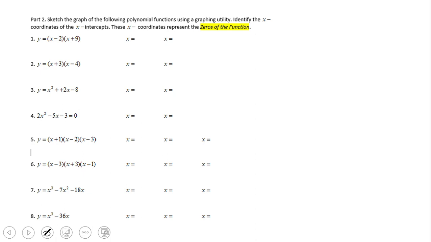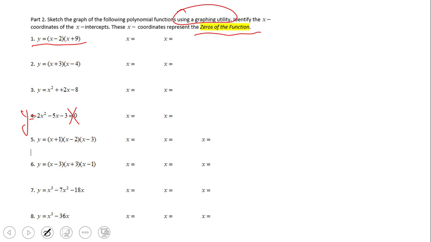In part 2, which is the discovery we're going to do now, we are finding the zeros of the function. These are functions, all 8, and they are the same 8 functions that we had in the previous slide. The only difference is that we have y equals, or you can have f of x. Here I said to use a graphing utility. You can use a graphing calculator, or you'll see I'm going to use Geogebra, and we're going to look for the x-coordinate of the x-intercept.